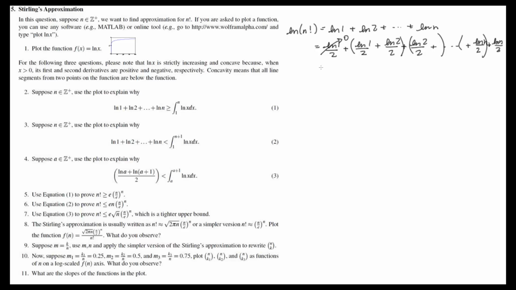So, using equation 3, we know that this will be less than, so we go from a to a plus 1, so we go from 1 to 2 of natural log of x dx, and then we'll have it from 2 to 3, and so on, all the way up to n minus 1 to n, natural log x dx, and then the natural log n over 2, which is still hanging out because it didn't get paired up. So when we combine all of these integrals, we have it going from 1 to n, natural log x dx plus natural log n over 2.